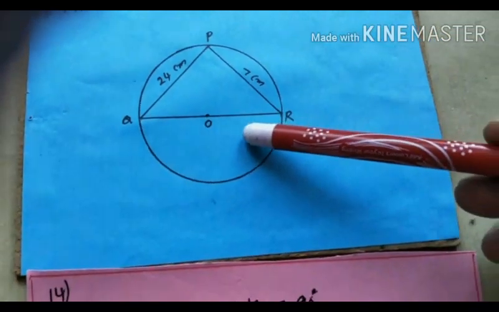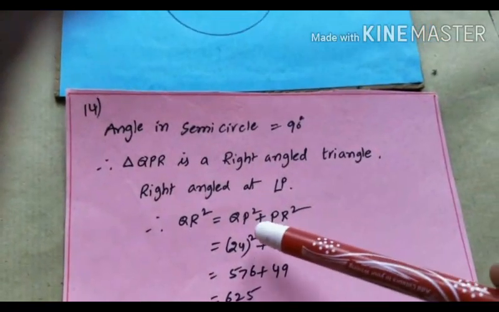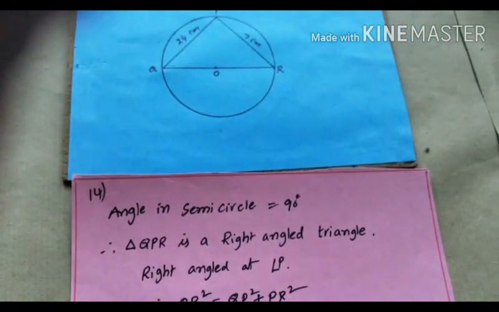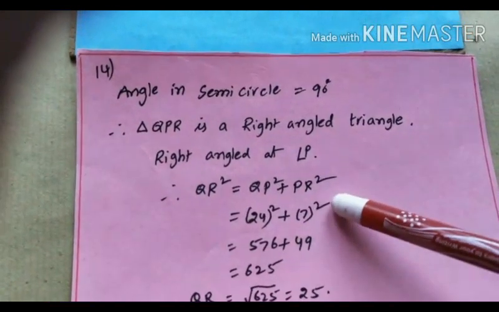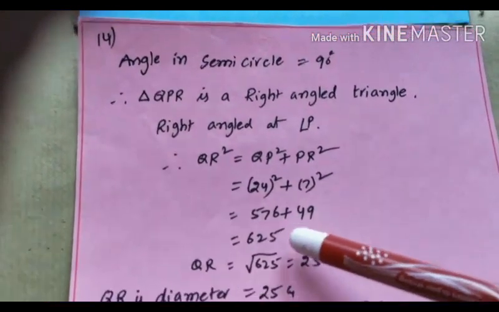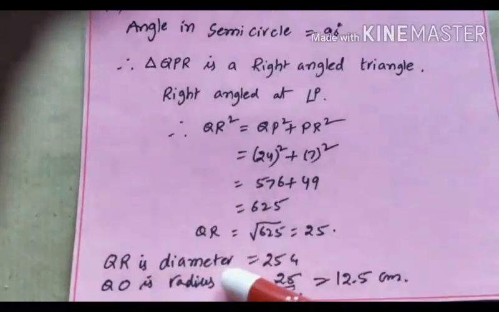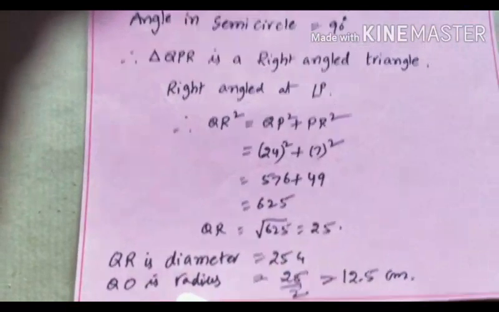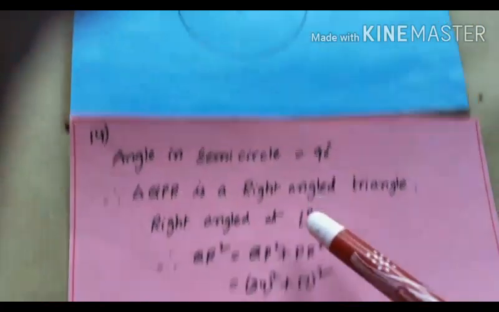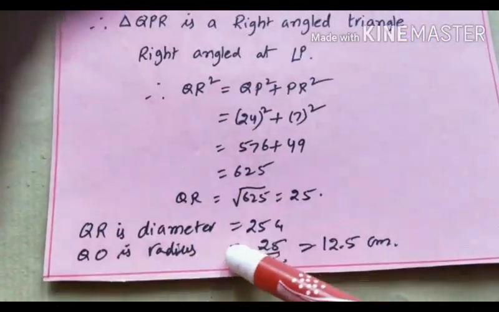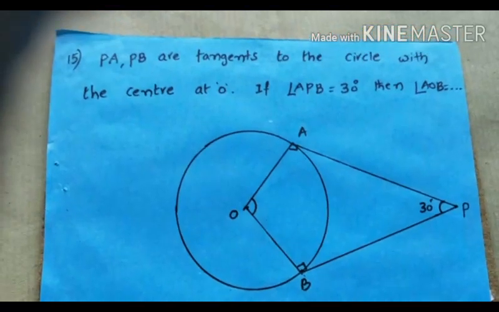Here hypotenuse is QR. Remaining two sides are QP and PR. So QP square plus PR square. QP means 24 and PR means 7. So 24 square plus 7 square, so 576 plus 49, 625. QR equals root of 625, that equals 25. Therefore QR is 25 centimeters. But we want QO or OR, the radius. So the radius is half of the diameter, 25 by 2, that equals 12.5 centimeters.